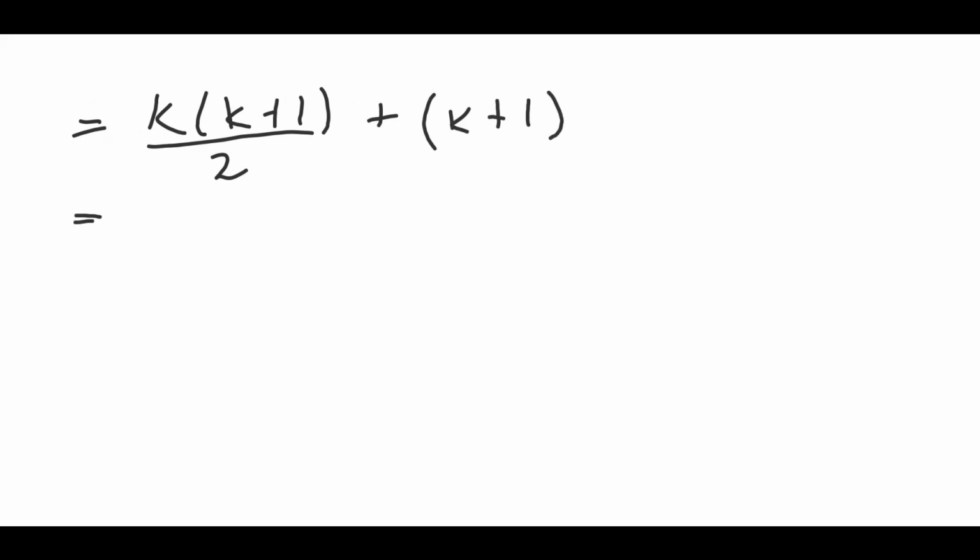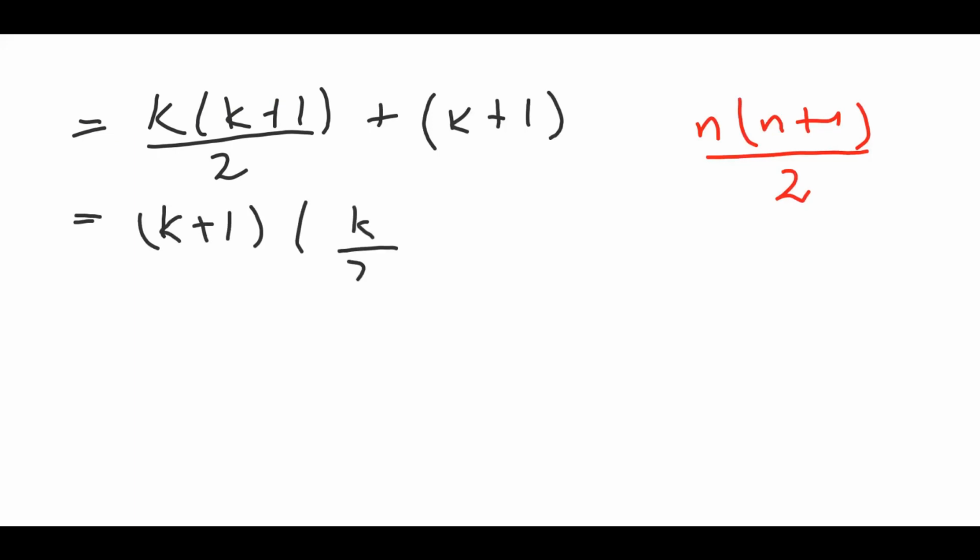And we're going to just simplify it in a way that you go back to your question, which said that your right hand side must be equal to n plus 1 over 2. Now, simplifying this right hand side, what can we do with this? We can take your k plus 1 common from both. So we have k plus 1 common, and then you have k over 2 and plus 1 left.